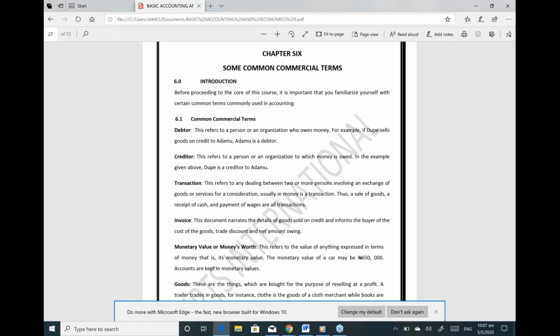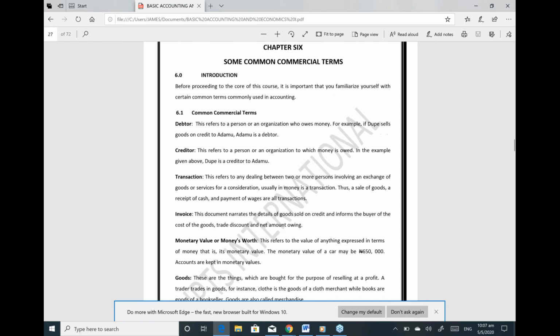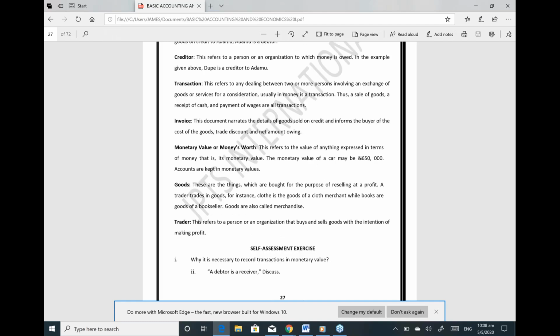Then we look at the transaction. This refers to any dealing between two or more persons involving an exchange of goods or services for a consideration, usually money. Thus, a sale of goods, a receipt of cash, and payment of wages are all transactions. Transaction is an exchange of money for goods or services. Don't forget, that's a transaction. So you need to understand what a transaction is.